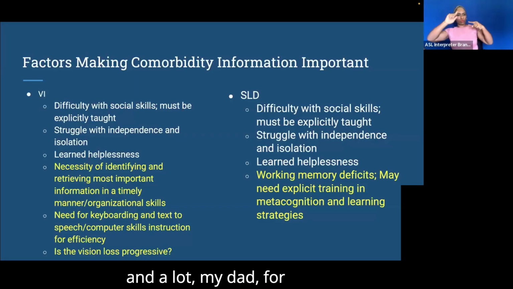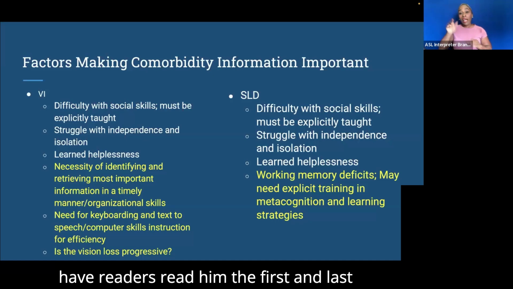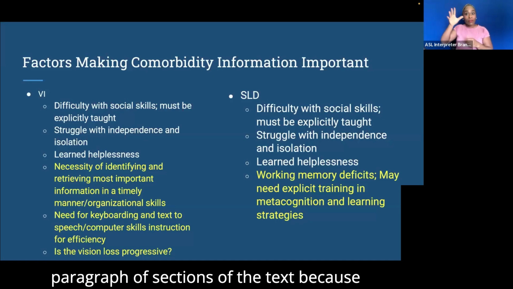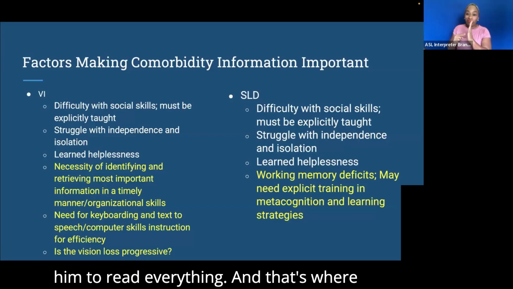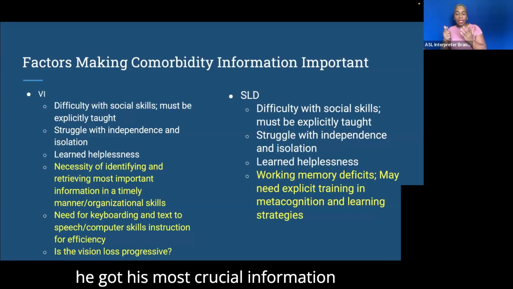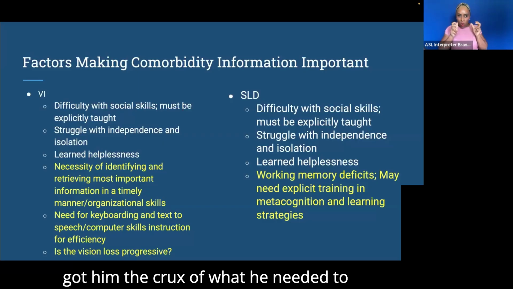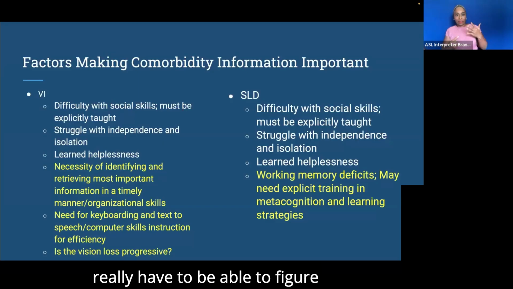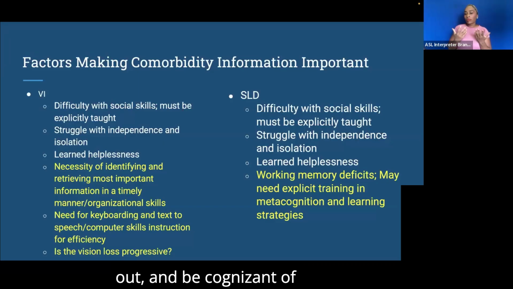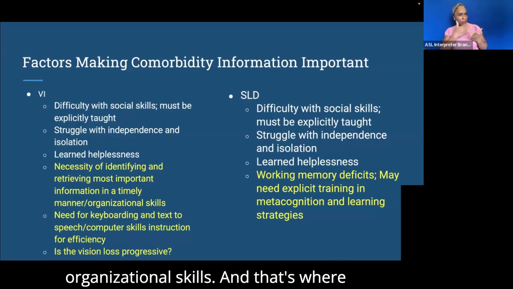Like my dad, for example, when he was in college, he would have readers read him the first and last paragraph of sections of the text because, number one, he couldn't pay them to read everything. And that's where he got his most crucial information, because he learned that strategy that got him the crux of what he needed to know from a text. So they really have to be able to figure out, and be cognizant of, how they learn and what's the best strategy for them, and have those organizational skills.